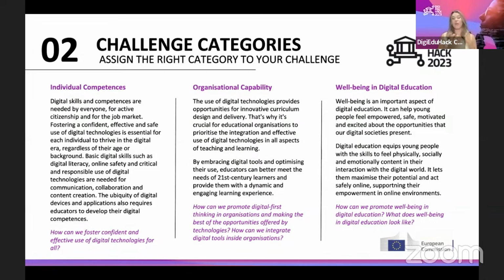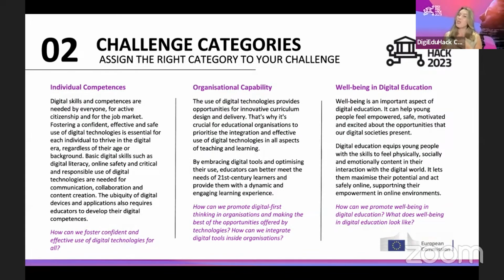The next category that you can focus on is organizational capability, where you take it again up a notch and not focus so much on the individual person, but on the larger scales. Of course, not only people on a personal level use technologies and are in need of technologies when it comes to education, but also the organizations themselves. You can think of maybe schools or universities or any other organizations that are somehow related and connected to education. You can think of how we can promote digital first thinking in organizations and making the best of those opportunities offered by technologies. How can you integrate digital tools in your organizations? This can be of maybe designing new curriculums or deliveries or education spaces for your students or however the case may be.